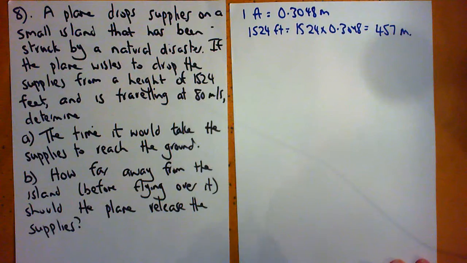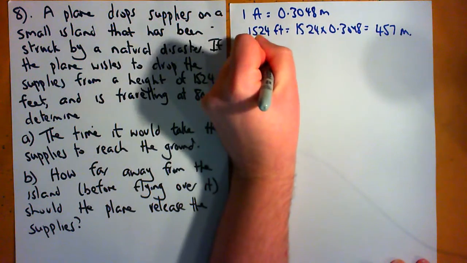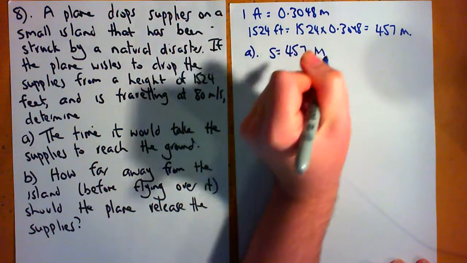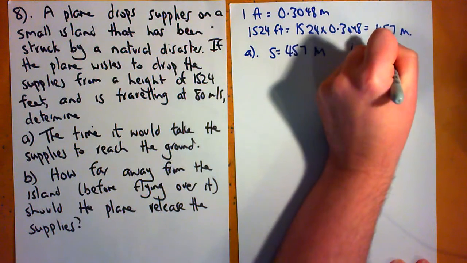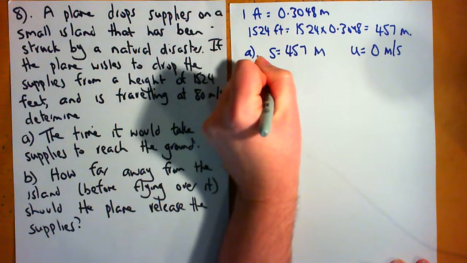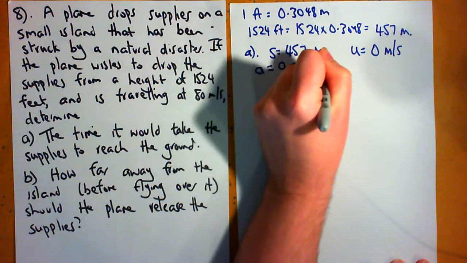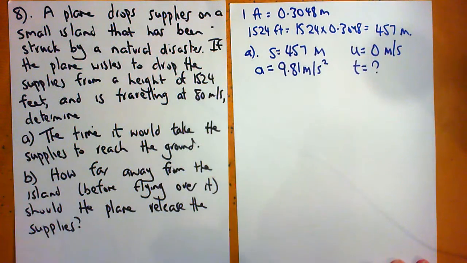Now we are ready to find the time it takes them to reach the ground. So we've got a vertical displacement of 457 metres. They are dropped, so the initial vertical velocity is 0. They're accelerating downwards due to gravity, which means the acceleration is 9.81 metres per second squared. We want to find the time.